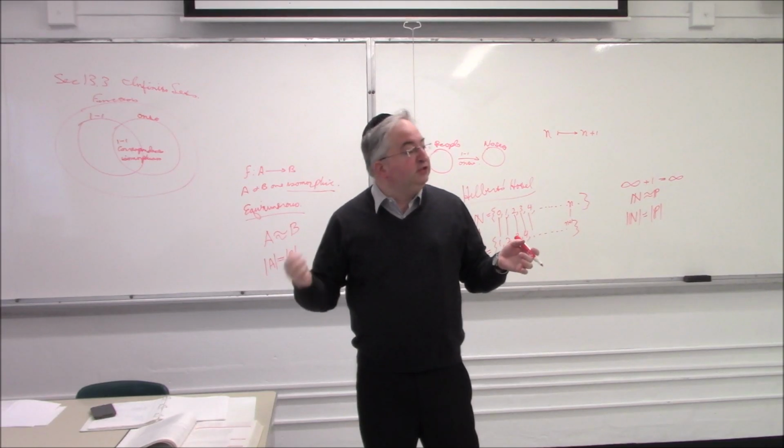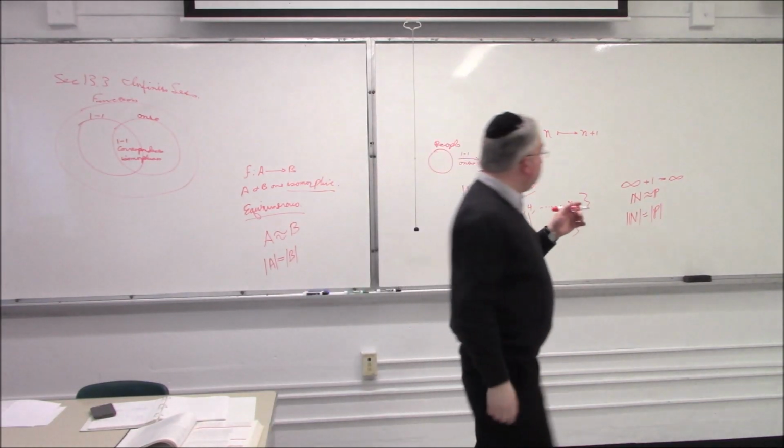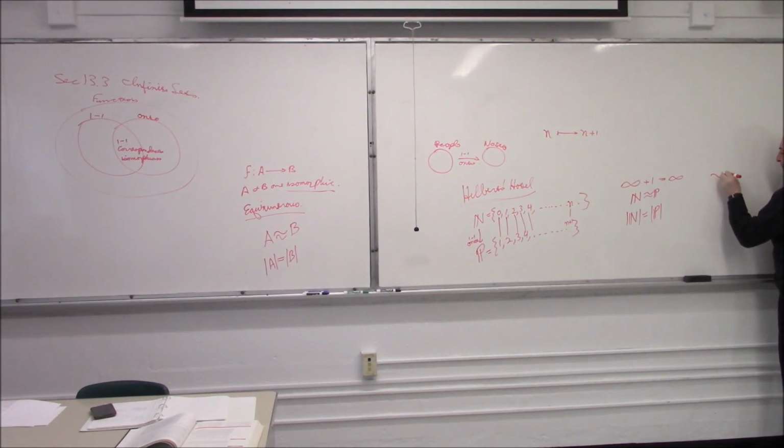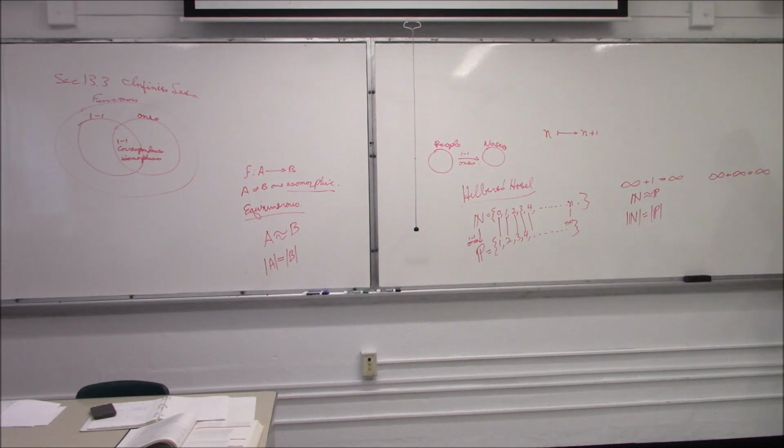You've just doubled their capacity. What I just showed was infinity plus infinity is equal to infinity. You had the infinite number of original customers plus the infinite number of new customers, and you put them into your infinite number of rooms. Let me show you another way of thinking about that.